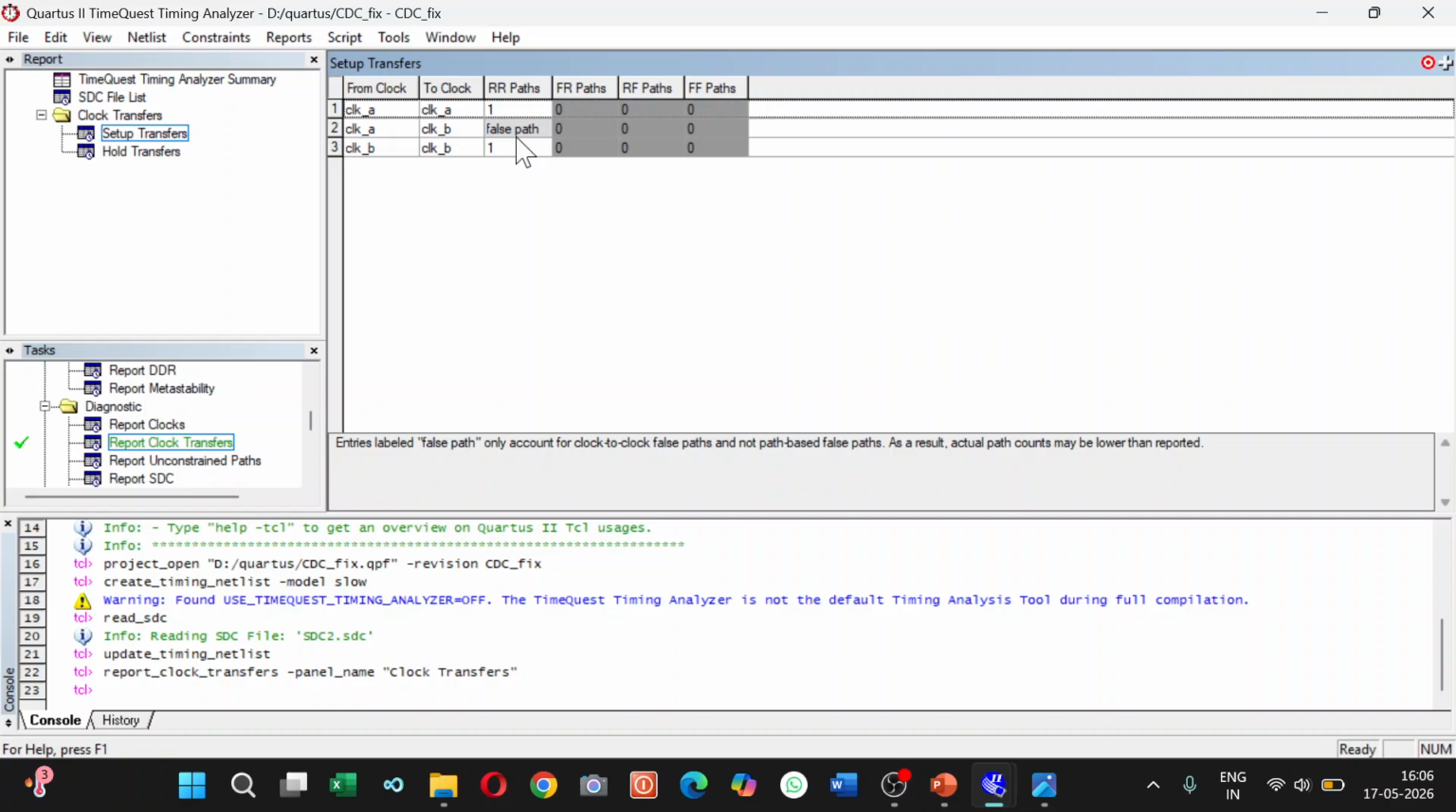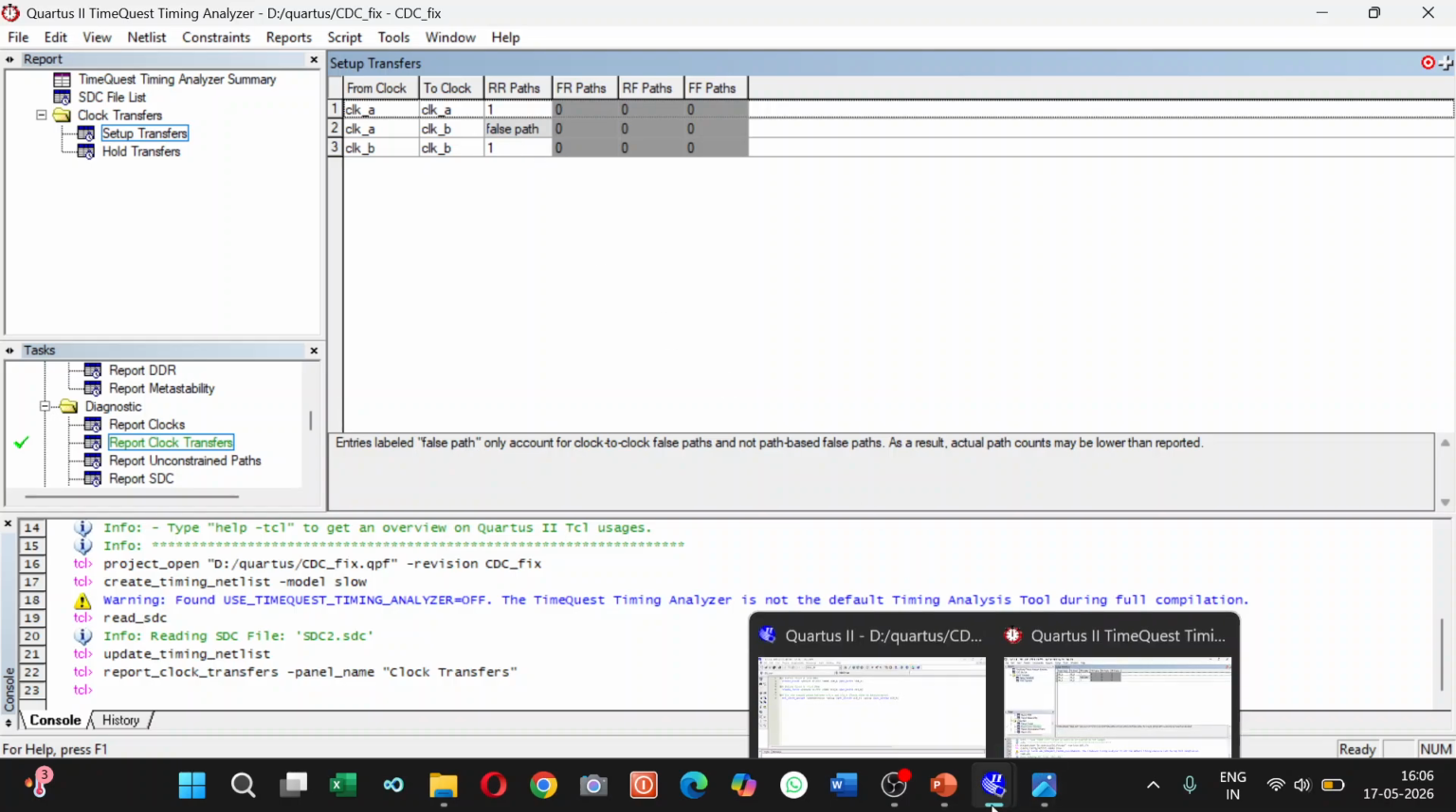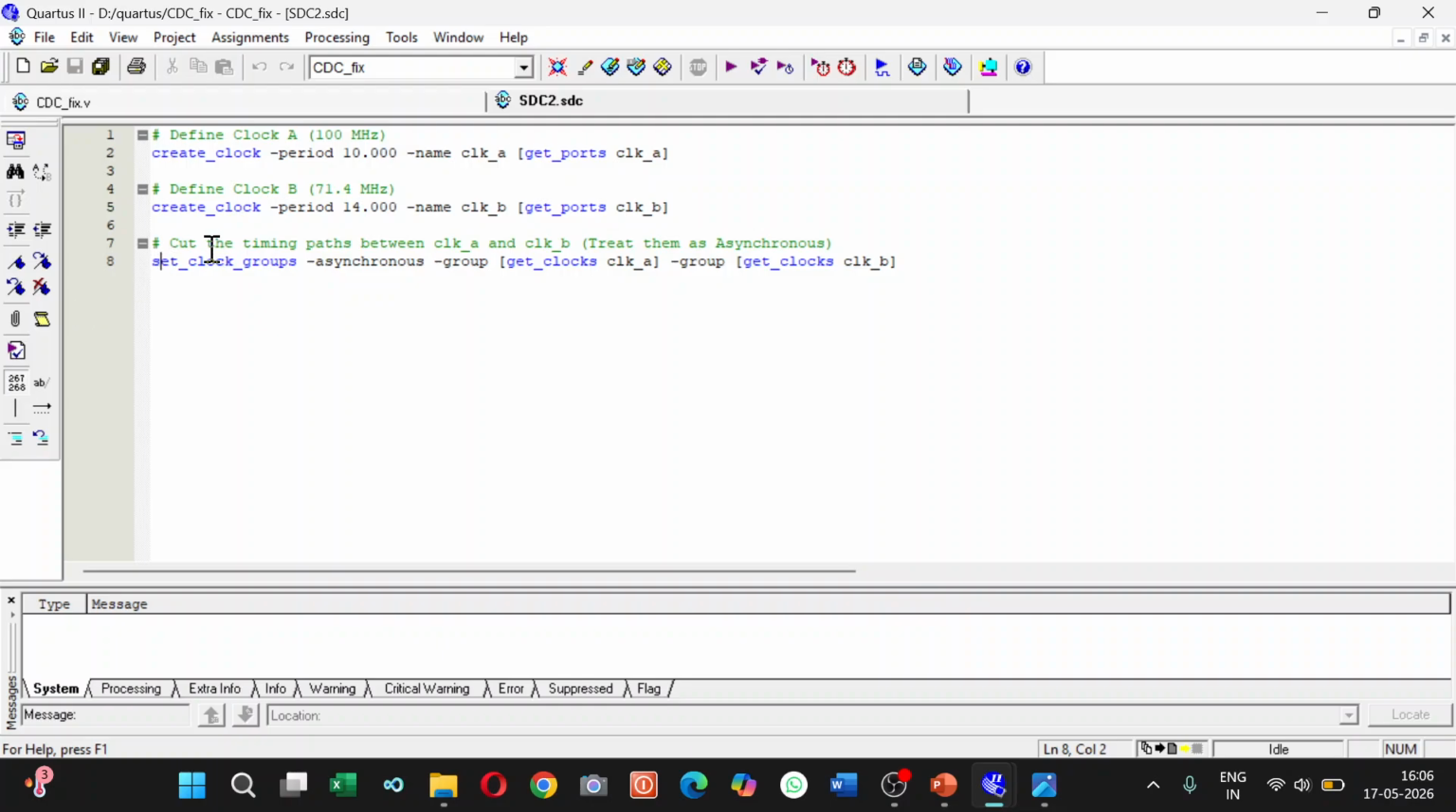Without this line in our SDC script, TimeQuest assumes data launched from the 100 megahertz clock arrives safely into the 300 megahertz clock. It is using the normal setup and hold timing equations, assuming all ideal conditions. That creates impossible timing requirements for asynchronous CDC paths.